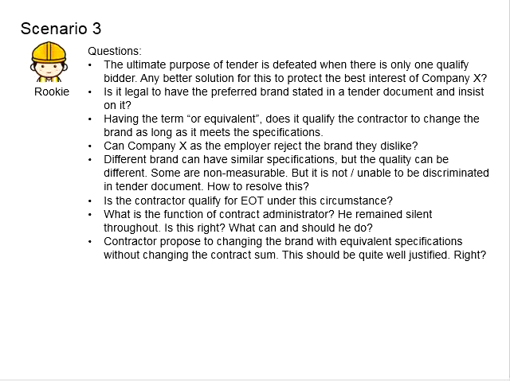Also, if you see this case, what is the function of the contract administrator? He remains silent throughout. Is that right? What can he or should he do? Although the contract administrator is not mentioned in this story, obviously he is a part of it. Can the contract administrator remain silent on this? Also, the contractor proposed changing the brand with equivalent specifications without changing the contract sum. Is this justified? Any better solutions to protect the interests of both sides?